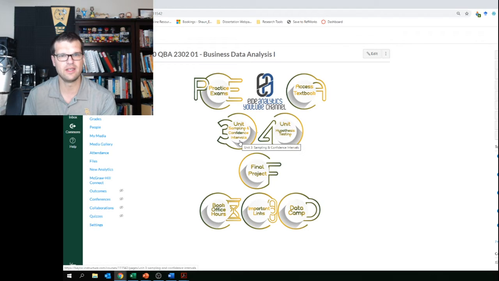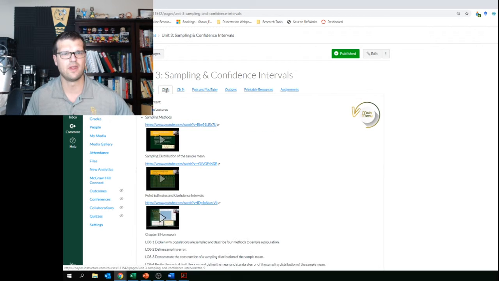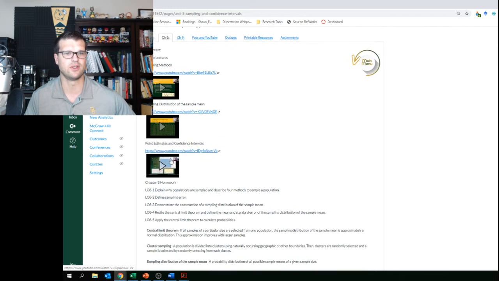So I'm going to click on the confidence intervals right now. And when you click on the confidence interval, you'll be able to download the textbook. You'll be able to get the answers to the odds in the back of the book. You're going to see the syllabus, individual quizzes, and then the practice exam, which is a really good metric of the actual exam. And then if you click on Chapter 8, you will see we've got a video that goes over sampling methods, sampling distributions, point estimates, and confidence intervals.